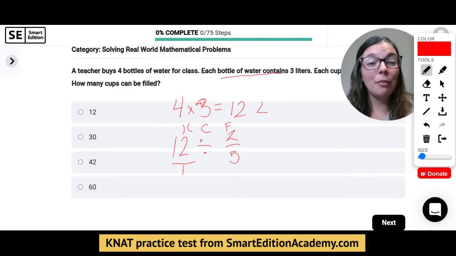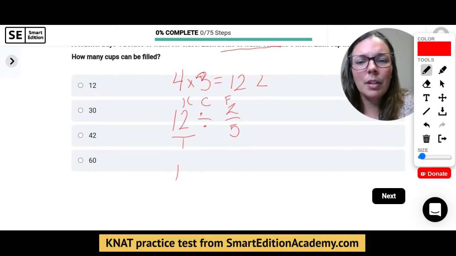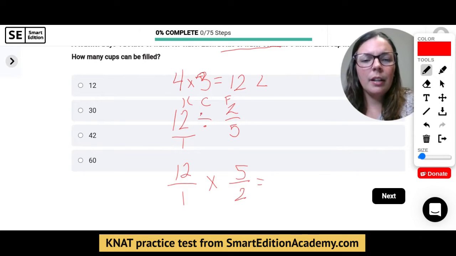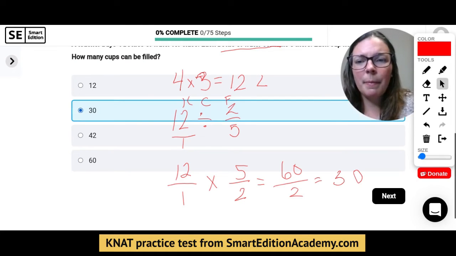Okay, it might help to think about fried chicken like KFC, but we're thinking KCF this time, which means keep. So keep this one, 12 over 1. Change, division and multiplication, and flip to 5 over 2. Okay, and then we can just go across the top. 12 times 5 is 60, and across the bottom, 1 times 2 is 2. 60 divided by 2 is 30, so they can fill 30 cups.